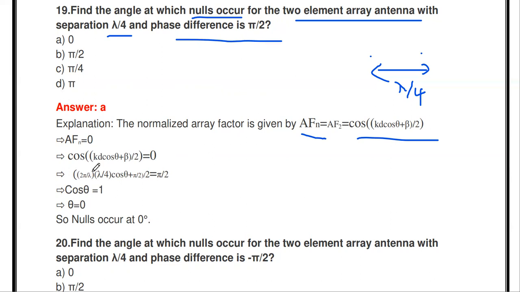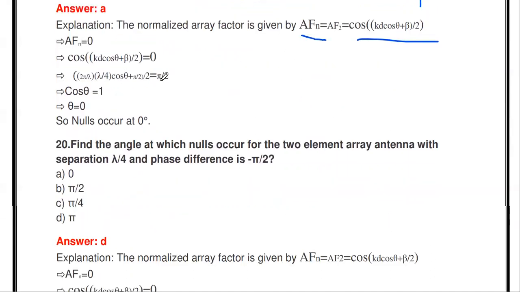What is k? 2 pi by lambda. The distance d is lambda by 4, into cos theta plus the phase difference, which is given as pi by 2, so beta is pi by 2. You just rearrange that and find theta. After cancelling, we get cos theta equal to 1. Cos is 1 when theta equals 0 degree, so the null occurs at 0 degree. In a two element array, if the separation is lambda by 4 and the phase difference is pi by 2, the null occurs at 0 degree.